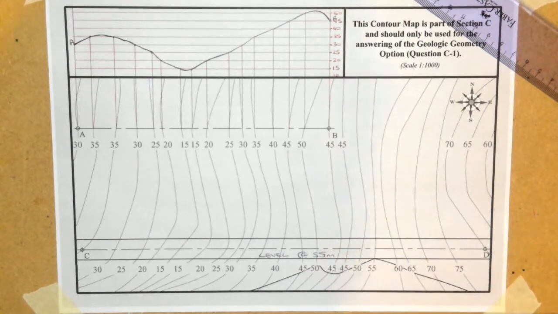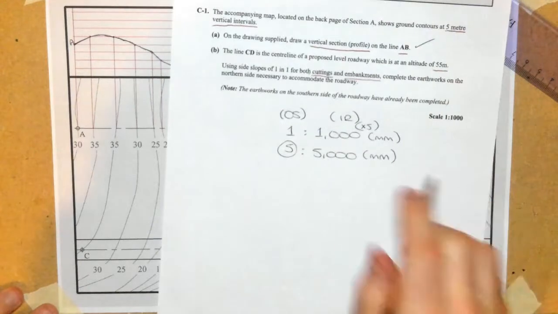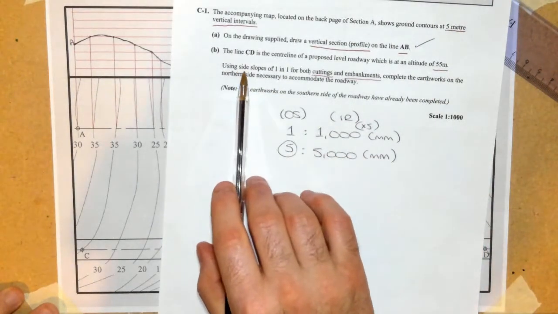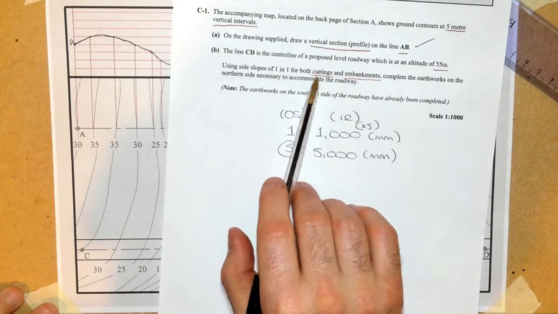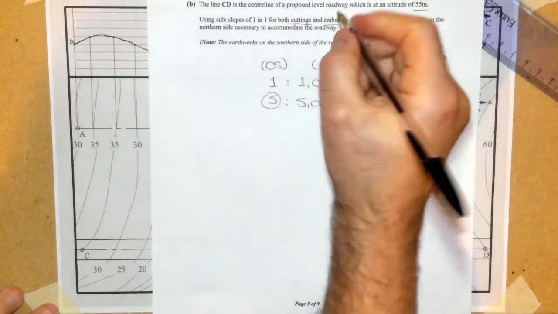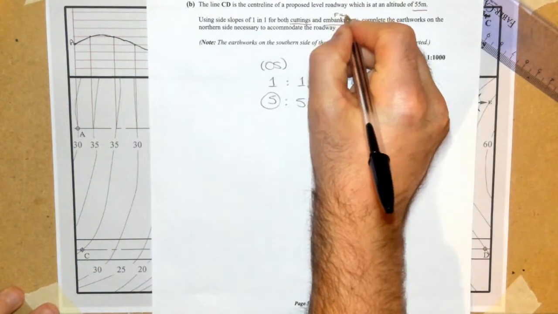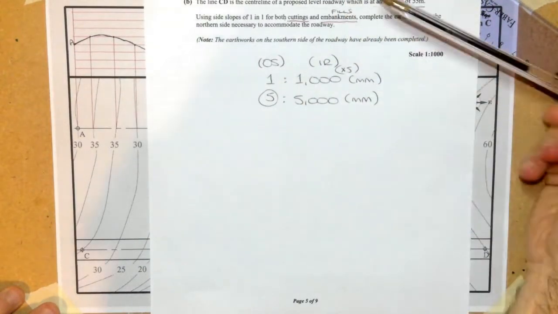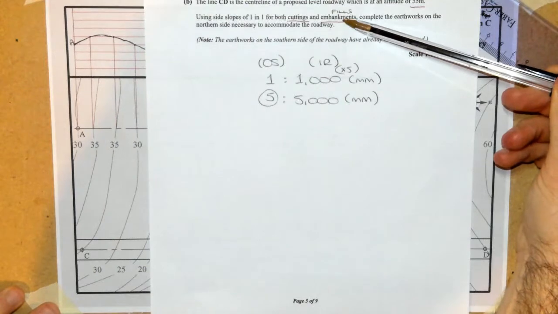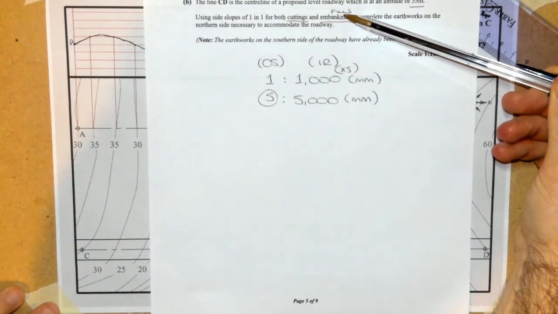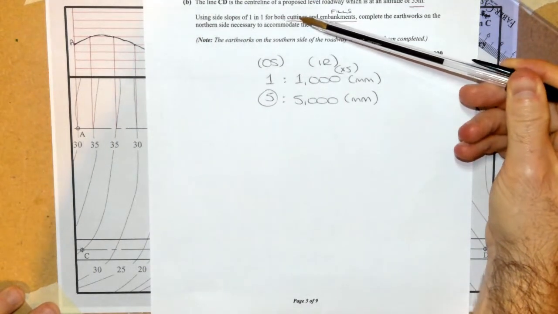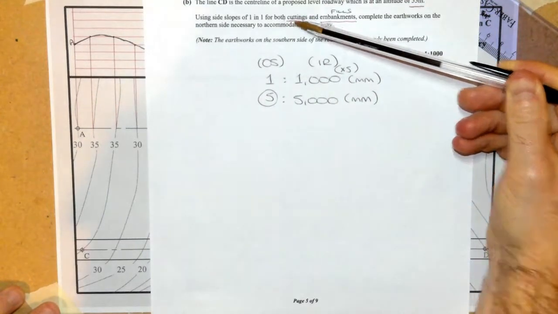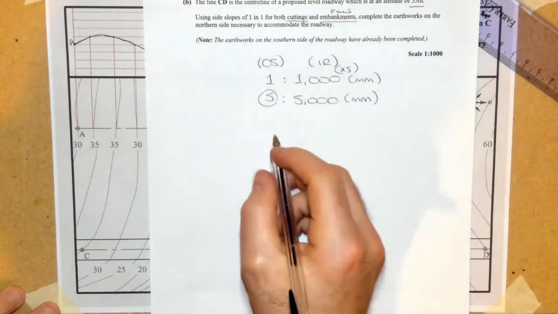Okay, now what they tell us is complete the earthworks necessary on the northern side of the road, but using side slopes of 1:1 for both cuts and fills. Embankments, another word for that is fills. Essentially, for fills, where the road is higher than the land around it, we're going to fill, and for cuts, where the road is lower than the land around it, we're going to cut away from the land. But we use a 1:1 scale essentially.